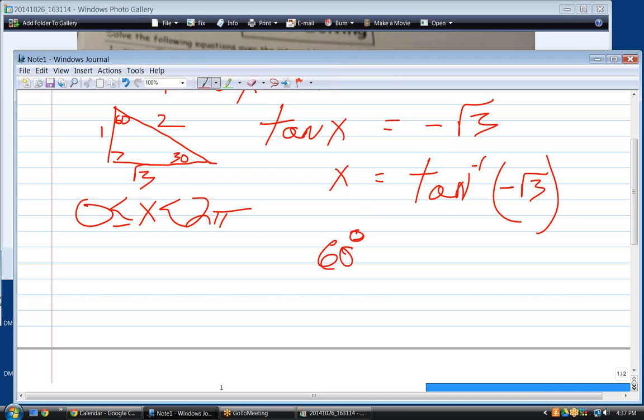So where is tangent negative? Second and fourth. What is the equivalent second quadrant angle for 60 degrees? What do you mean by that? Well, on the unit circle, the tangent of 60 degrees is equal to root 3, and the tangent of 120 degrees is equal to root 3. Only the tangent of 120 degrees is equal to negative root 3.